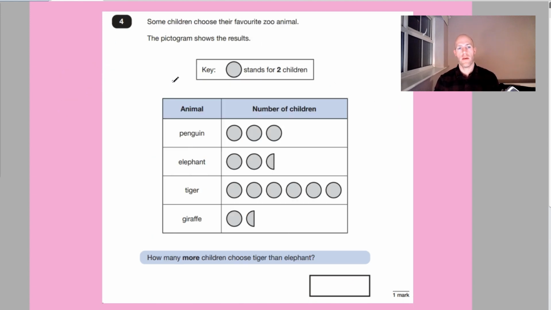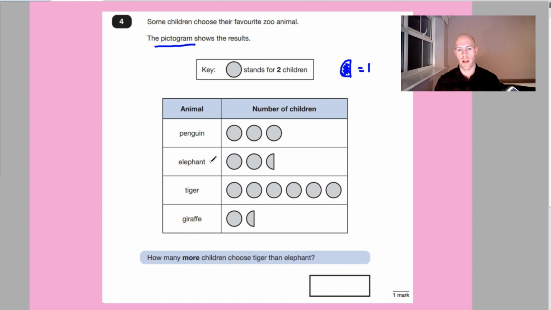Okay, question 4. Some children choose their favourite zoo animal. This pictogram, so a picture represents a number and there is a key. Every full circle stands for 2 children. So we're going to know straight away that a half circle equals 1. I'm not looking at the question yet, but I'm pretty sure I'm going to need to use that.